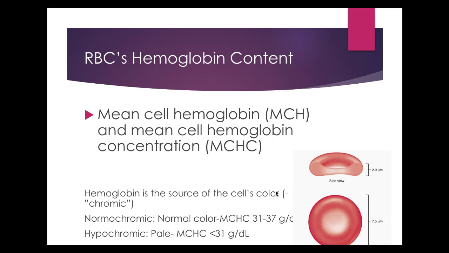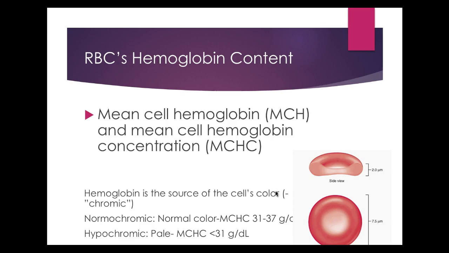All right, so let's talk about the MCH. We talked about the MCV, the volume, and now we're going to talk about color. So here's the mean cell hemoglobin, the MCH. That's the concentration, which we really don't pay too much attention to. It's usually the MCH. So it's the color, chromic: normochromic, hypochromic, and again, your lab values, if you're looking at a CBC, will give that to you.